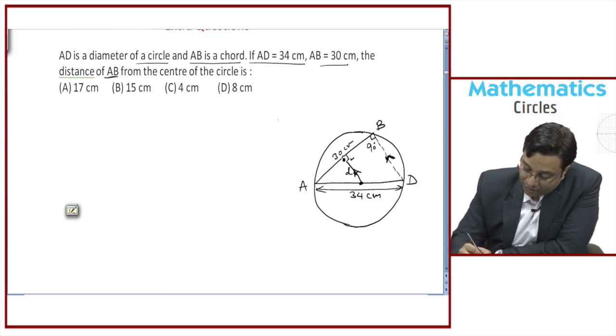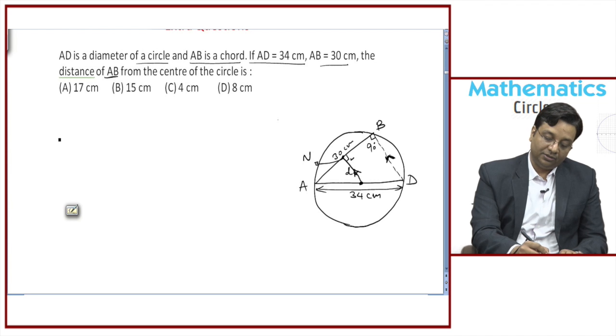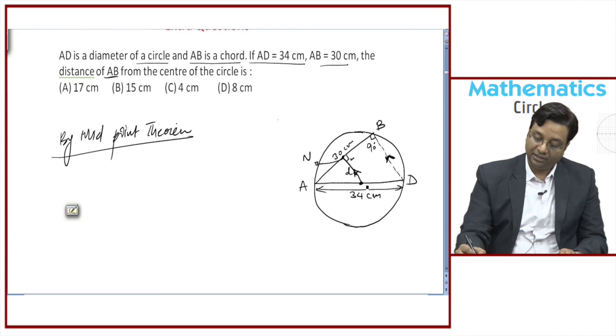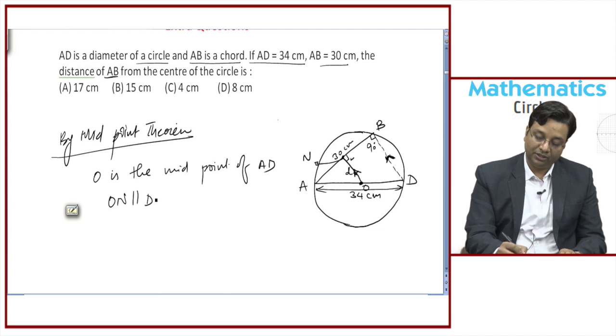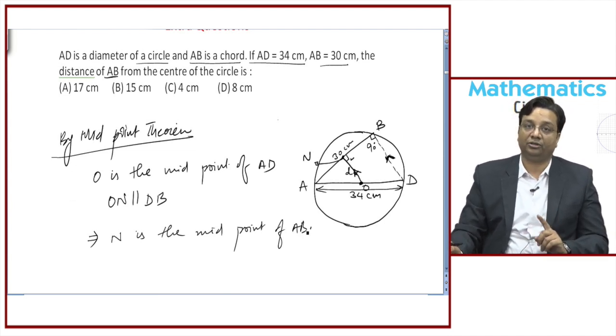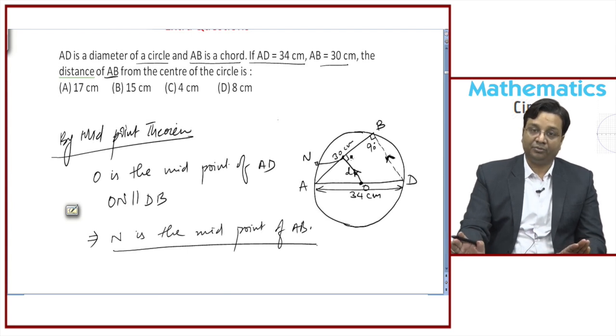So what I can say is that this point, if I denote this point as N, is the midpoint of AB by midpoint theorem. So by midpoint theorem, let us say this is O. O is the midpoint of AD. ON is parallel to DB. Hence, by midpoint theorem, I can say N is the midpoint of AB. We have studied about this concept in midpoint theorem and converse of midpoint theorem. So you should go to that lecture and revise this concept. So what I can say here is that N is the midpoint of AB.